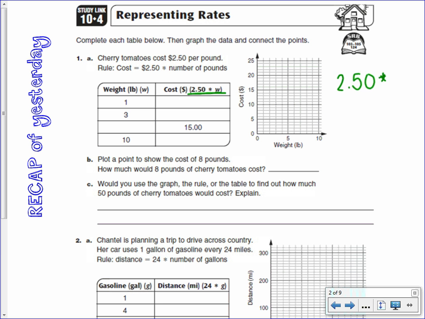Times. Okay? If you are looking at this table, we're trying to figure out this one. What is our W in this case? W. What's our W in this case? 1. Right? 1 is in the table for the row we're trying to figure out. So instead of having this say $2.50 times W, we know in this situation our W is 1. $2.50 times 1 is $2.50.